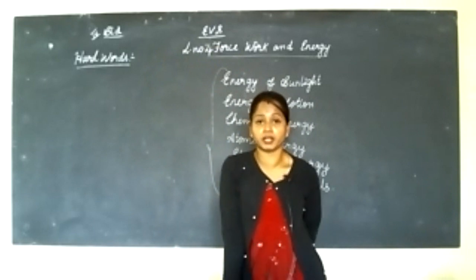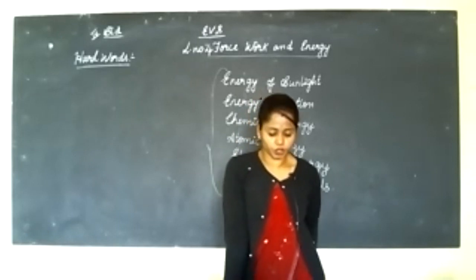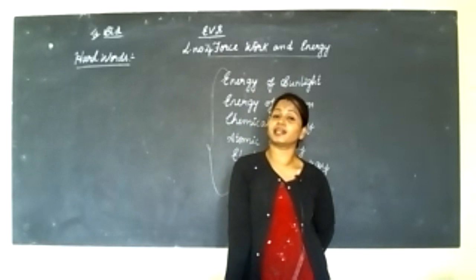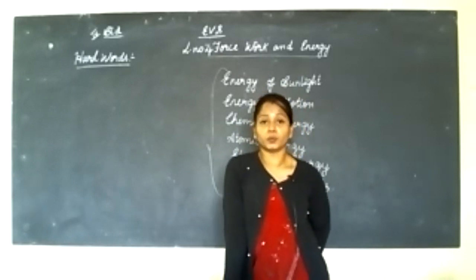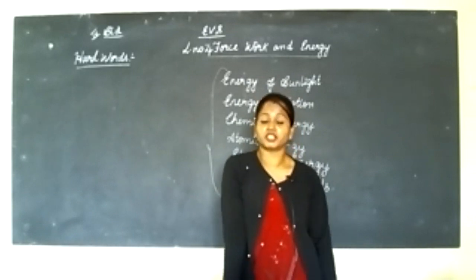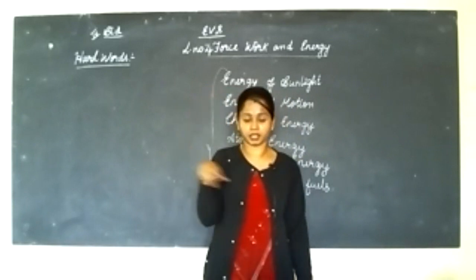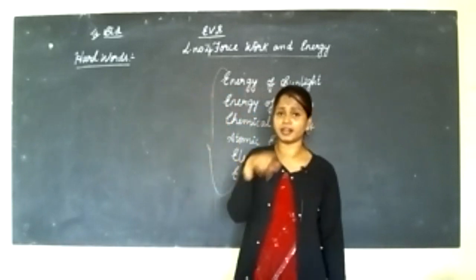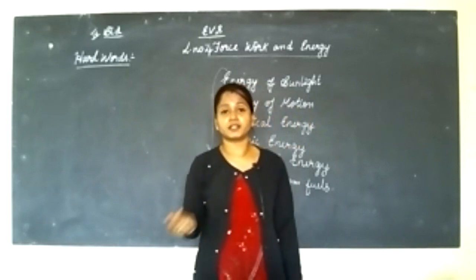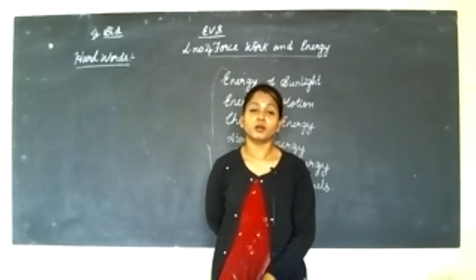Moving wind also has energy of motion. Not only water, the moving wind also has energy of motion. We use this energy to turn windmills in order to make electricity. Because of the moving wind, the windmills are turning, and when the windmills are moving, electricity is produced. Okay, this is about energy of motion.